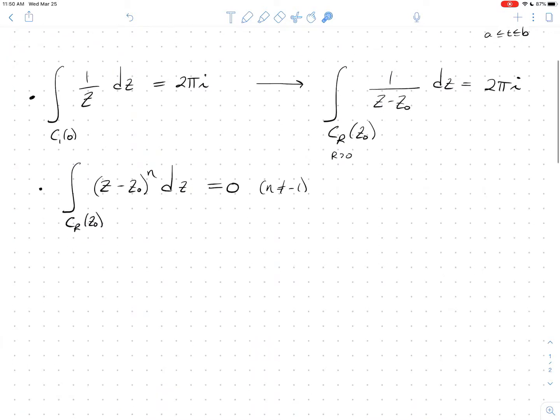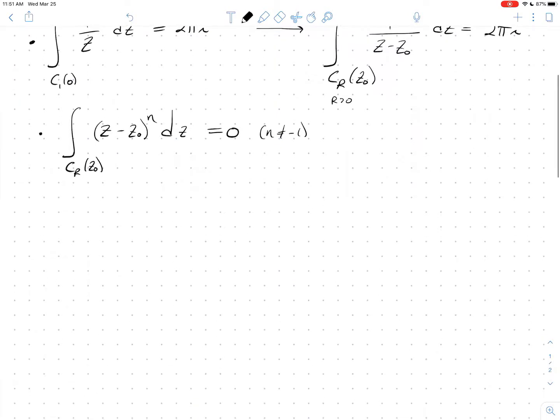We also showed that if you integrate z minus z naught to the n over the contour C, where C is the circle of radius r centered at z naught, then you actually get 0 whenever n is not equal to -1. So those are some of the examples that we did last time. I couldn't remember if we finished up going over just a couple of basic properties of contour integrals, so I thought I would do those in this first video, and then we'll move on to some other really interesting theorems.